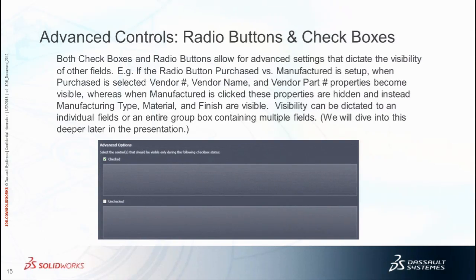And advanced options. Both checkboxes and radio boxes allow for advanced settings that dictate the visibility of other fields. Usually I use this to set group box visibilities, but you can set it to just do an individual property. So, for example, if the radio button purchased versus manufactured is set up, when purchase is selected, vendor number, vendor name, and vendor part number properties become visible. Whereas when manufactured is clicked, these properties are hidden, and instead, manufacturing type, material, and finish are visible. Visibility can be dictated to an individual field or to an entire group box containing those fields.